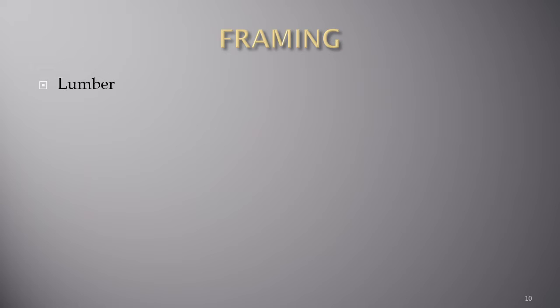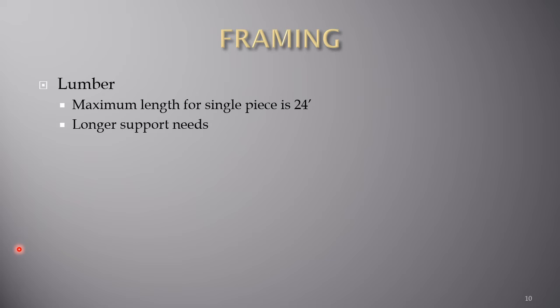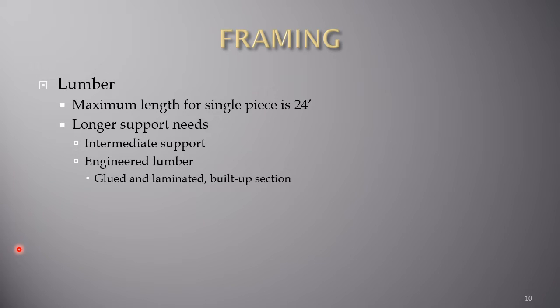So when we're dealing with lumber, the maximum length for a single piece is about 24 feet. If I need to have a longer piece of support, I either have to provide an intermediate support or I have to turn to something called engineered lumber. And this is a built-up section that is glued and laminated and can span great distances and great loads, much greater than can be supported by dimensional lumber. And you will see this often referred to as glue lam.